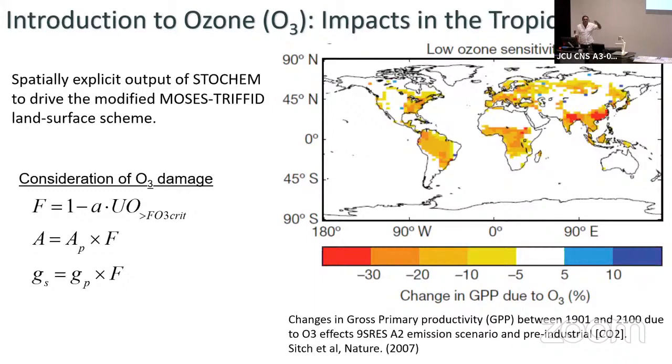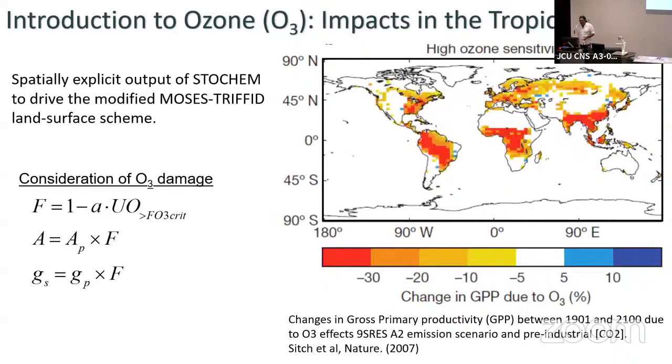this is the model output when you parameterize it using low sensitivity to ozone trees. If you consider that all the tropical trees are going to be highly sensitive to ozone, you get something more like that, which is showing 30% declines in forest productivity across much of the tropical regions.